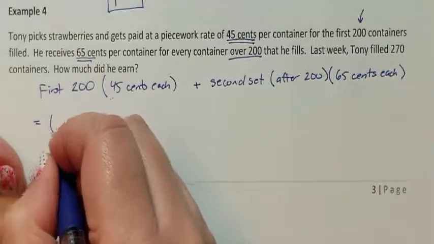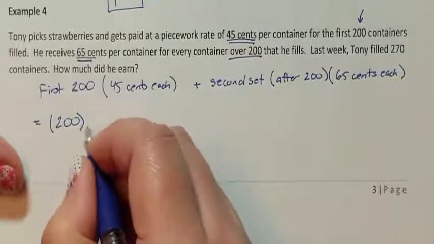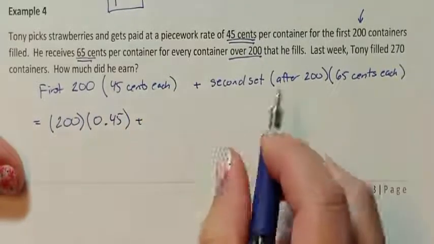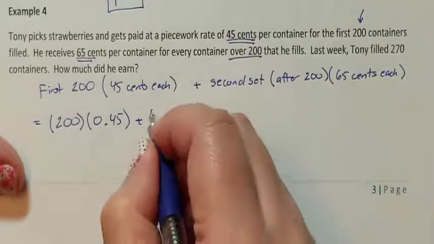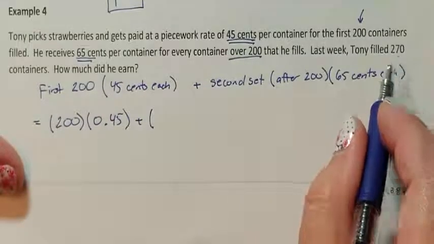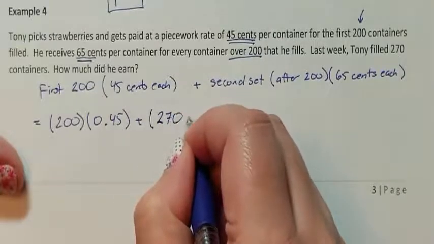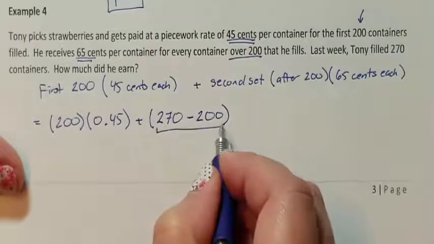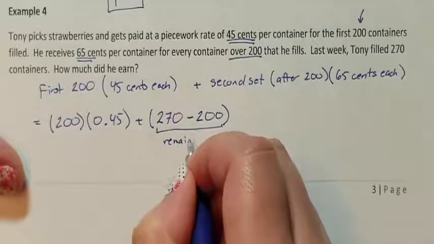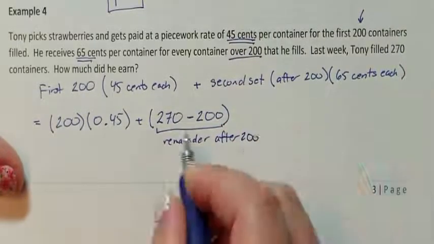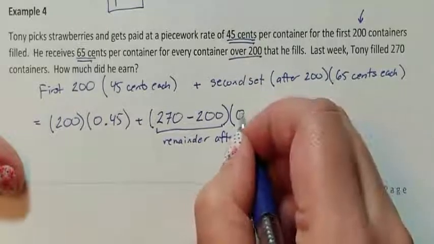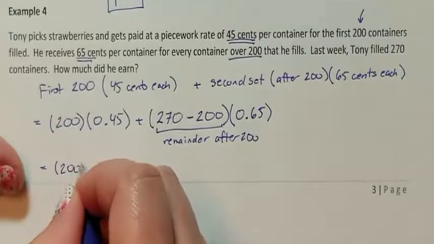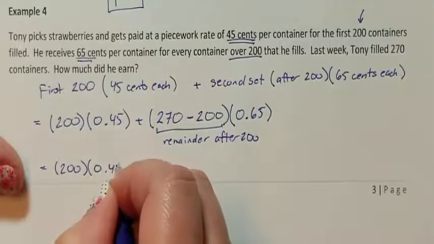So for the first 200, he made 45 cents. 45 cents looks like this in money. The second set is whatever was after the 200, so the remainder. He did a total of 270, but we already counted the first 200. So this right here is the remainder after the 200, and we're going to multiply that by the 65 cents that he made per container. So we have 200 being multiplied by 0.45.